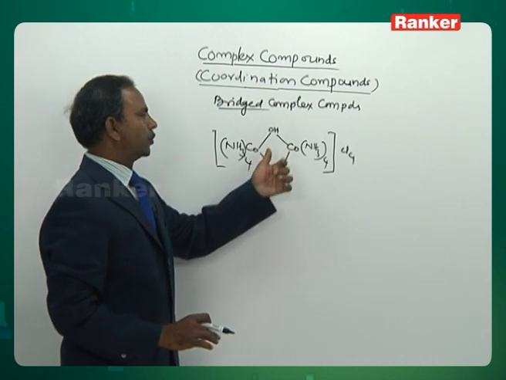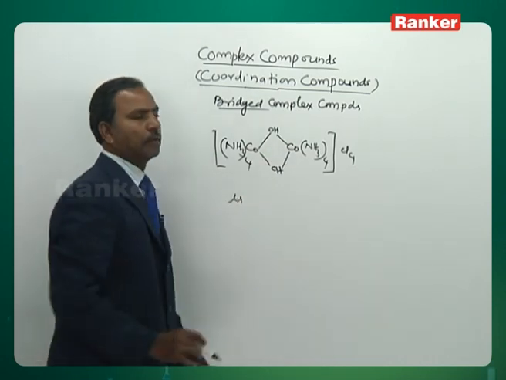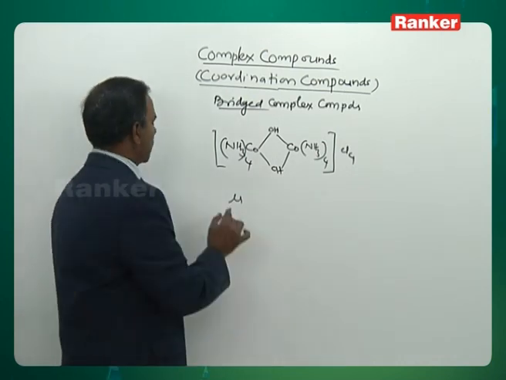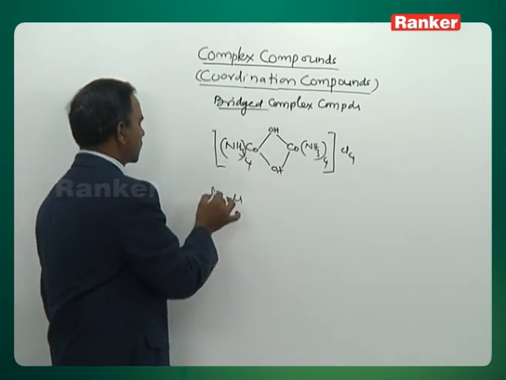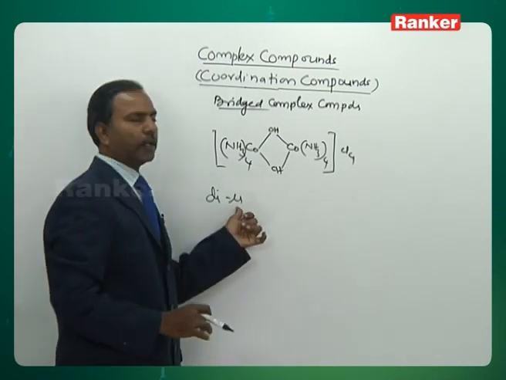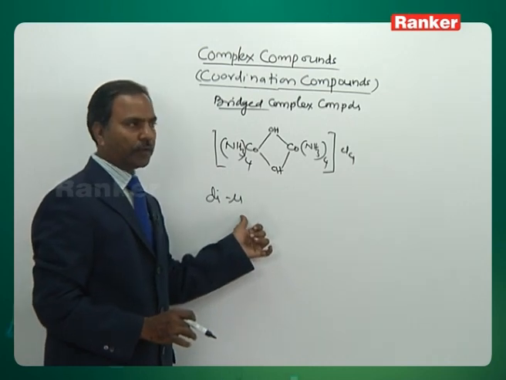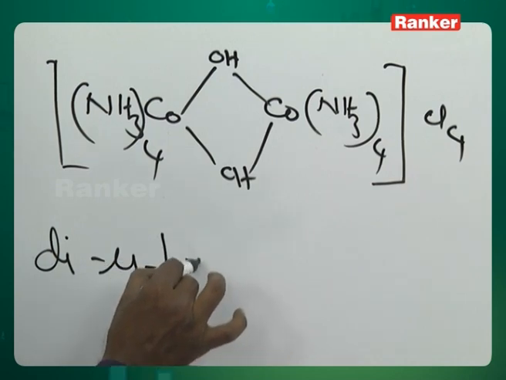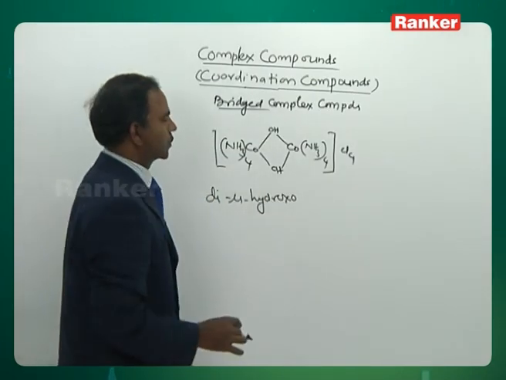Now, to show the bridging for this bridged complex, we use a prefix mu. The mu stands for bridging. Now you see next, how many bridges are there? 2. Say first di. Di, 2 are bridging. To indicate the bridging, we write mu. Di mu, 2 are bridging. What are bridging? Hydroxo. Di mu hydroxo.